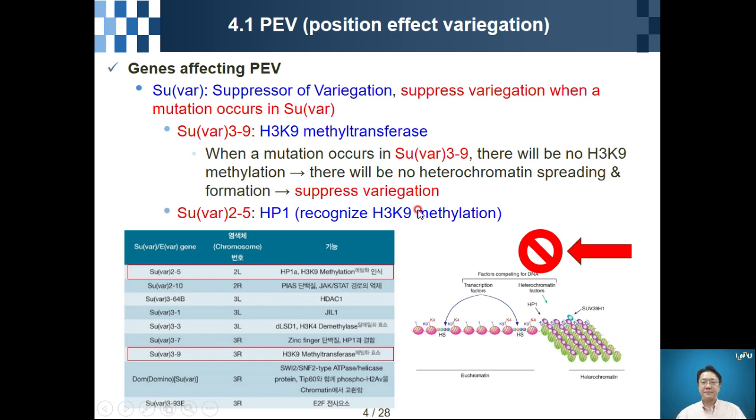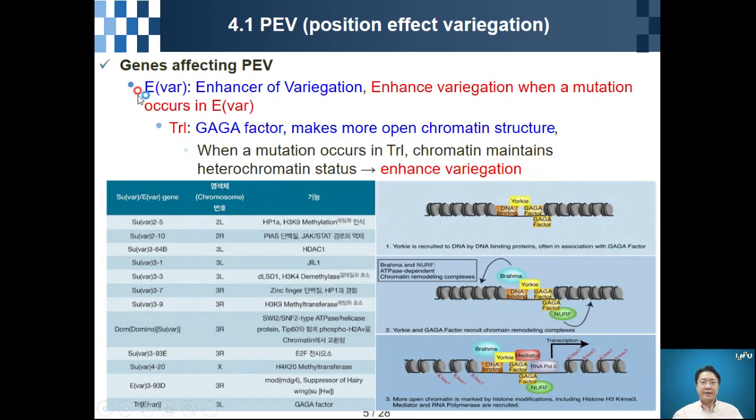So in this slide, I will explain E(VAR), the enhancer of variegation. This means that variegation is enhanced when a mutation occurs in E(VAR). For example, these are genes affecting PEV. Most of them are SU(VAR). In the case of E(VAR), there are two cases. The very famous one is Trl.